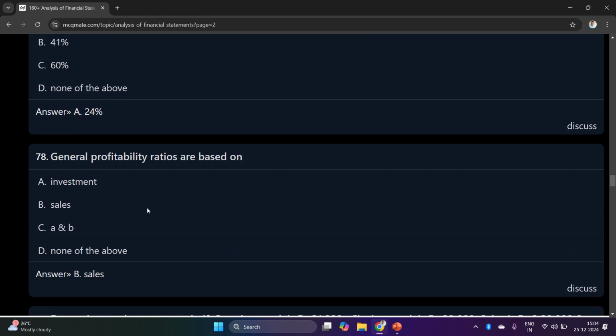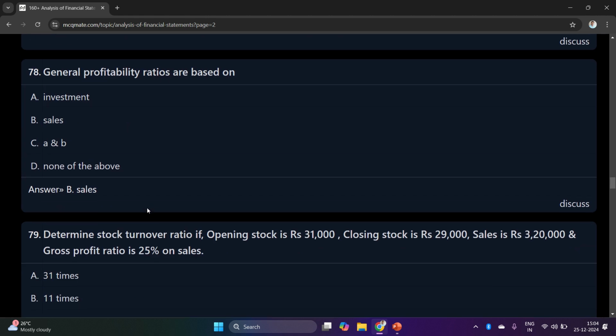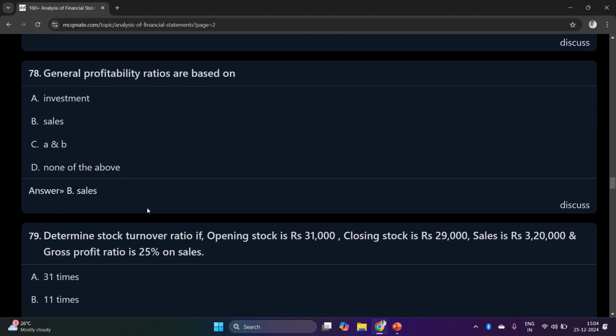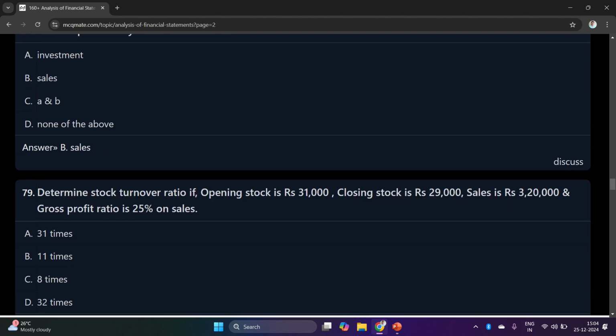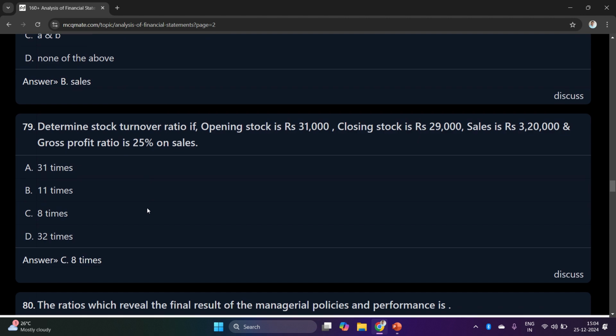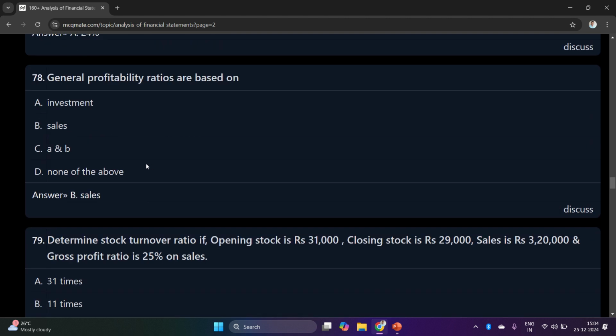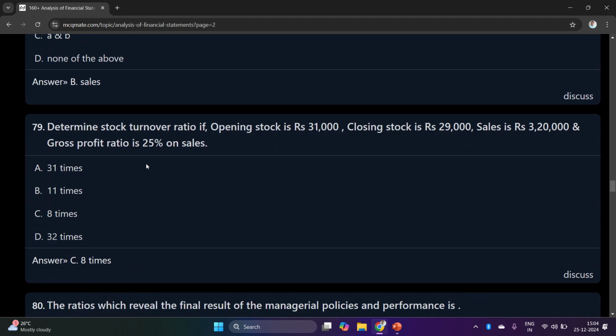General profitability ratios are based on sales, both A and B. But what about investment, return on investment, return on capital employed, return on equity? These all are based on investment, not on sales. So both A and B is the most appropriate answer.